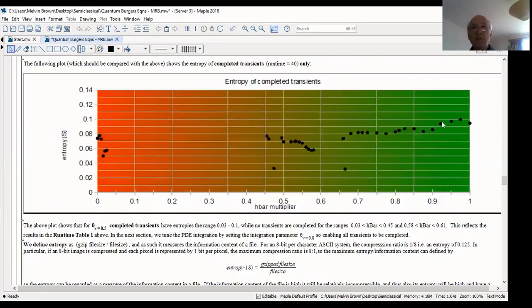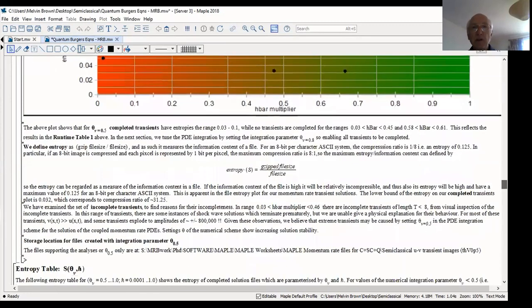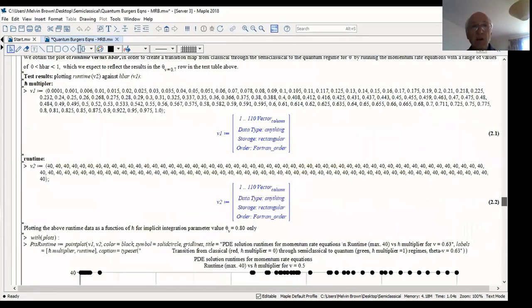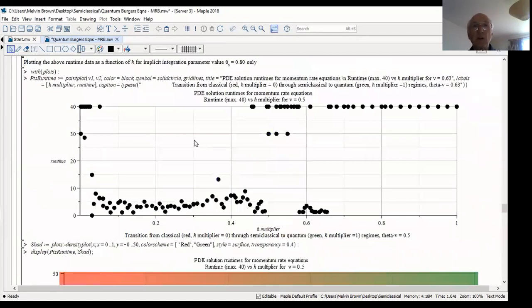These graphs are very useful for expressing some sort of difference in behavior between classical mechanics and quantum mechanics. The big question is, why does it happen at 0.5? That I haven't really found an answer to. I have some more plots here of run times as a function of the h multiplier, which I think we've seen before, actually. Worth looking at again, I suppose.